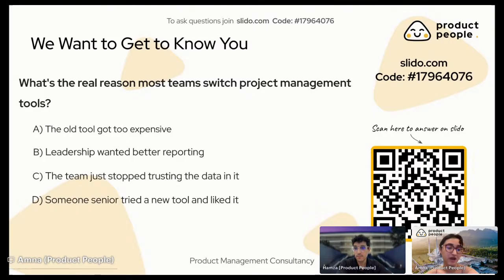25% of you so far have voted that the old tool got too expensive, and this again might be because of the reasons that we've talked about, or it might genuinely be because of price hikes. 25% of the rest of the voters have also stated that leadership just wanted better reporting. So I guess that is also something that is on the table.